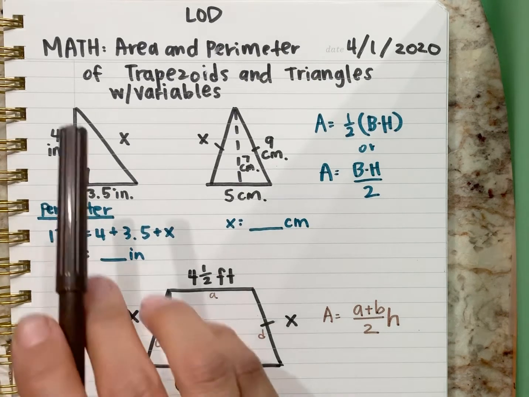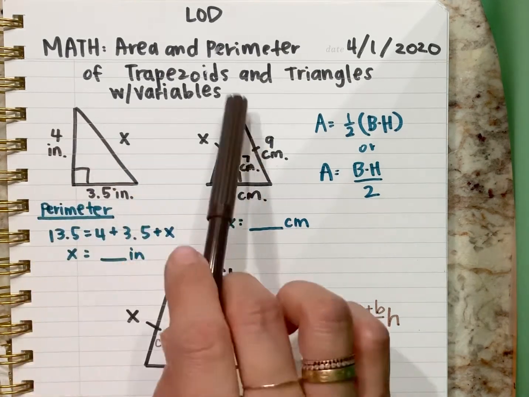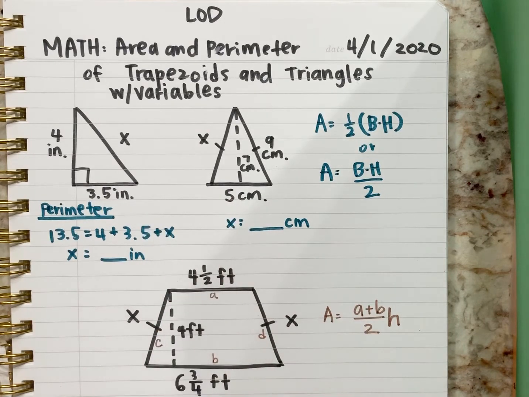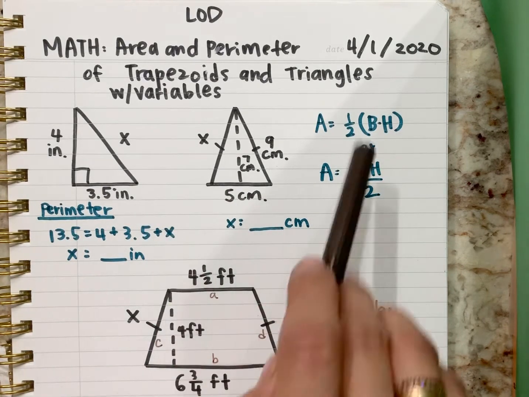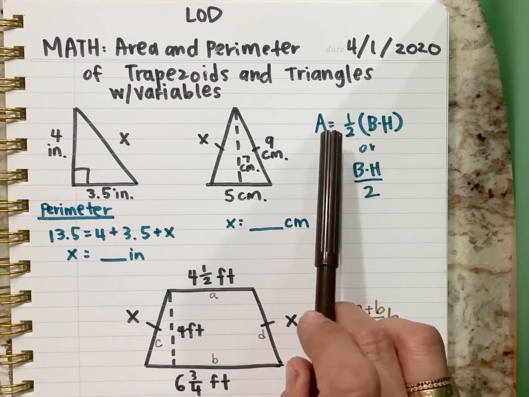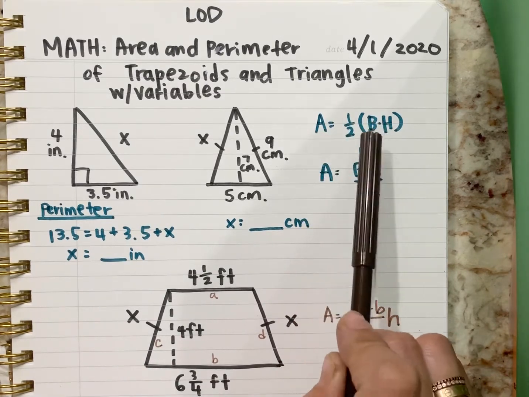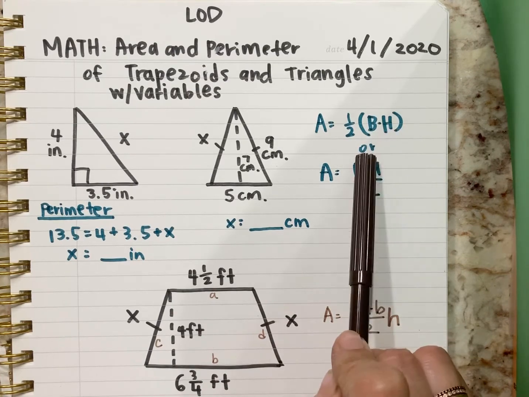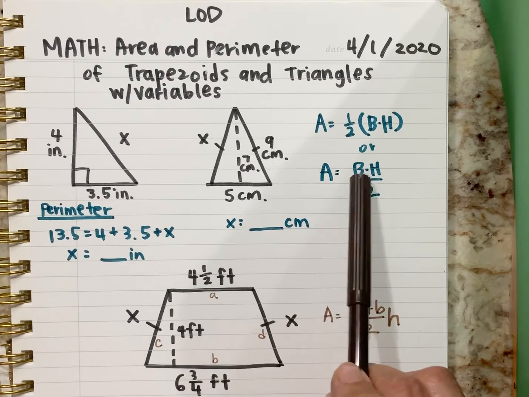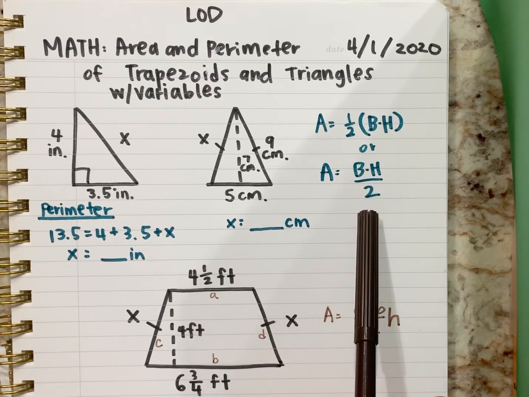So we're going to go over triangles first. So first, let me go over the formula. So the formula for the area of a triangle is area is equal to 1/2 times base times height, or if you want to do it this way, it's area is equal to base times height divided by 2.